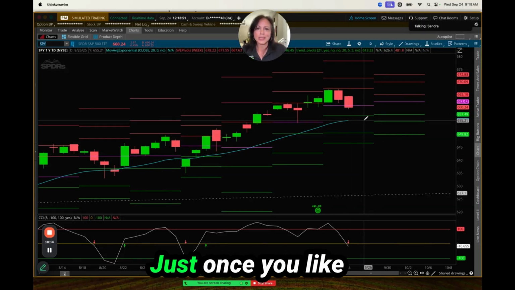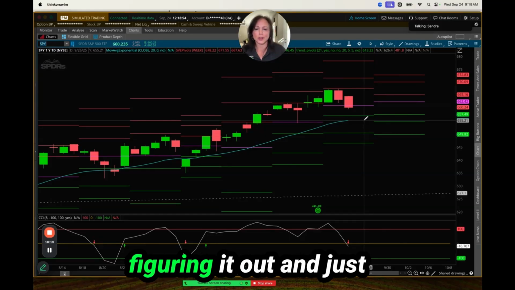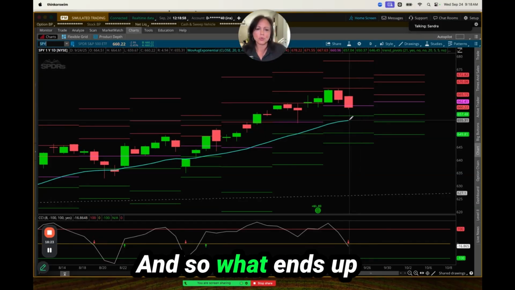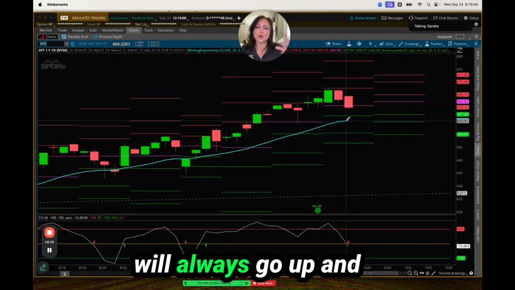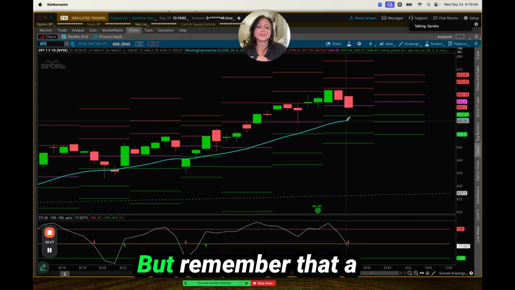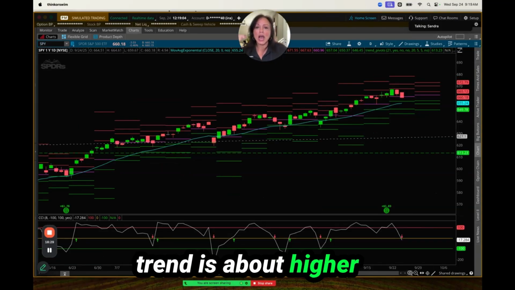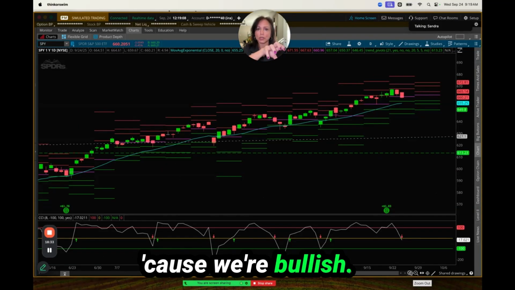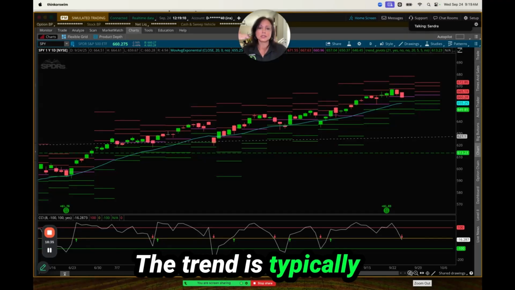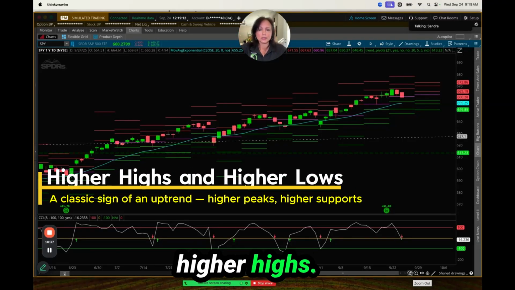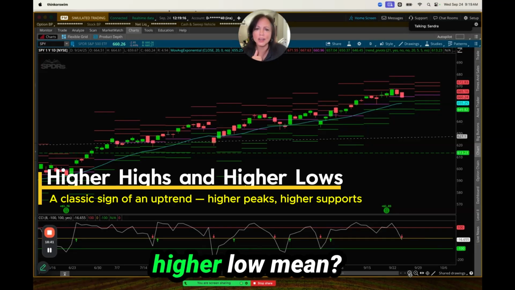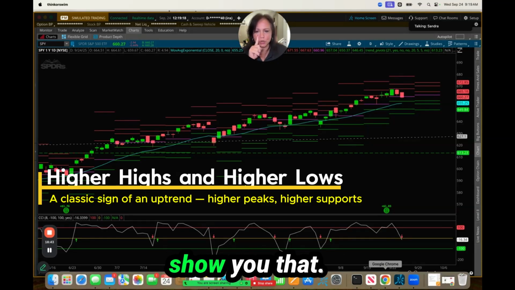Once you just stop trying to figure it out and just recognize that's what it does, it helps you. And so what ends up happening is price will always go up and make a higher high, but remember that a trend is about higher highs. In this case, because we're bullish, the trend is typically higher highs and higher lows. What does a higher low mean? Let me visually show you that.